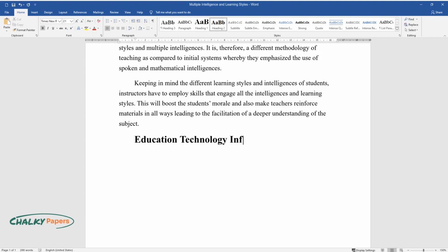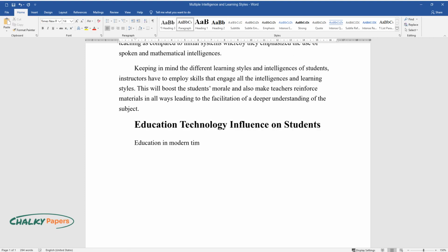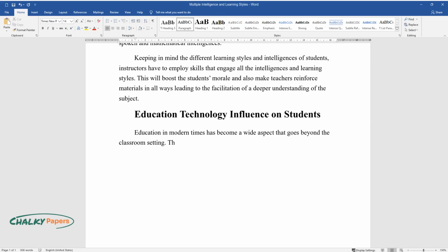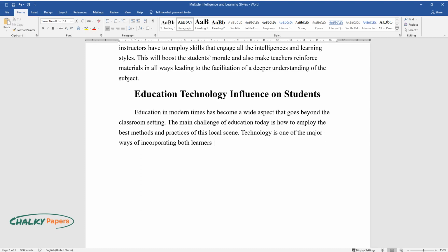Education technology influence on students. Education in modern times has become a wide aspect that goes beyond the classroom setting. The main challenge of education today is how to employ the best methods and practices of this local scene. Technology is one of the major ways of incorporating both learners and teachers outside the classroom.